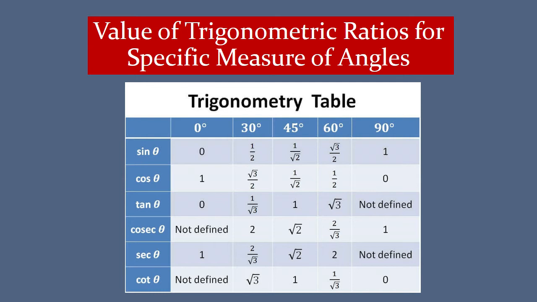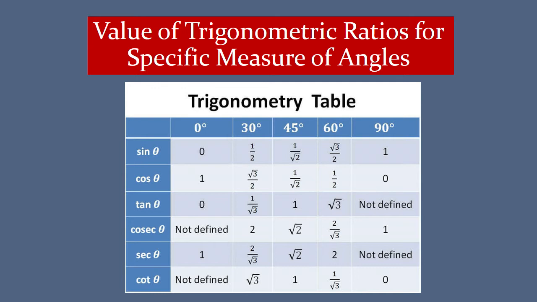Cot 60 is 1 upon root 3. Now again I will give you one hint here. No need to learn these ratios by heart. Now just use one simple trick to remember this table. Here one thing, you have to remember the values of 30 degrees, 45 degrees and 60 degrees.